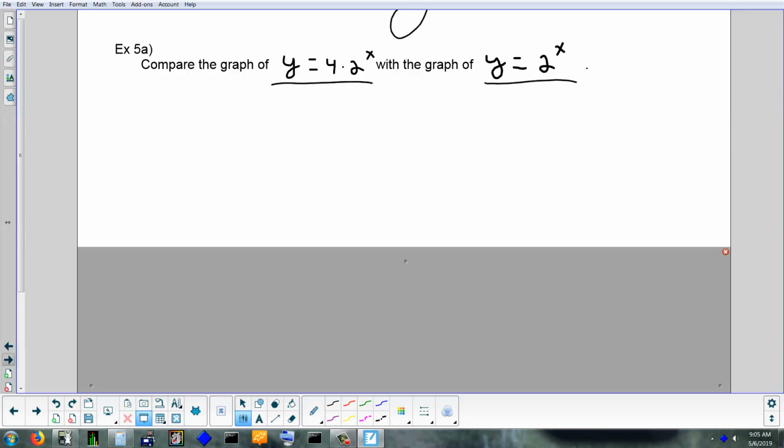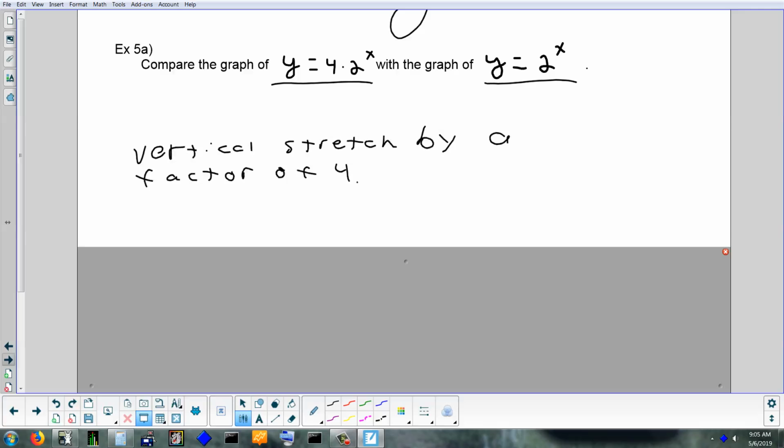Now, how did I say to write the answer? There's a way you write it every time. You just change the number. Gigi? Vertical stretch by a factor of 4. Okay, vertical stretch by a factor of 4. That's all you have to write.